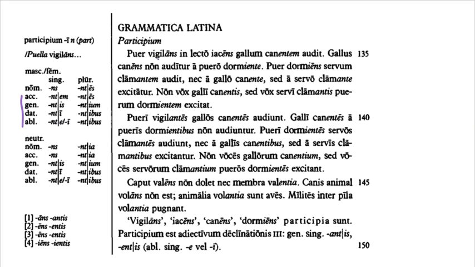Puer vigilans, the boy being awake, in lecto jacens, lying on the bed, gallum canentem audit, hears the rooster singing. Gallus canens, the rooster singing, non auditur, is not heard, a puero dormiente, by the sleeping boy. All right, so try reading through the rest of these and making sense of the participles.